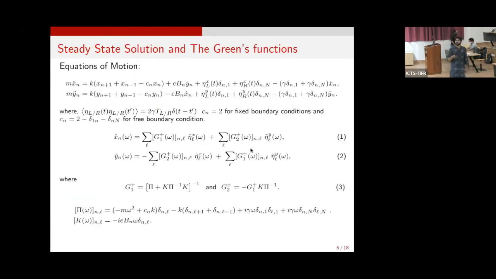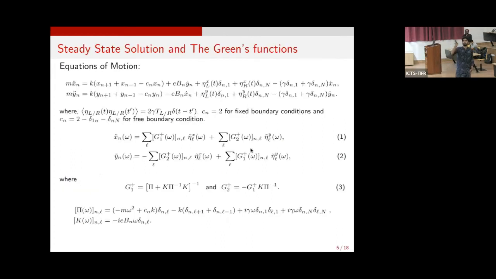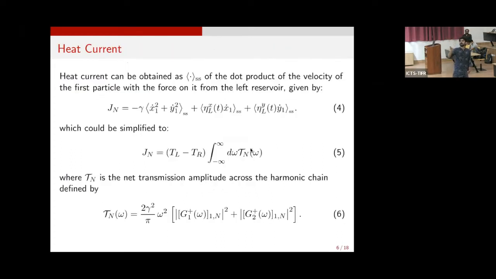Now finding the heat current from this steady state solution is pretty straightforward. You just need to find the dot product of the force delivered by one of the reservoirs on the corresponding end particle, and it is basically formally given by this. Once you plug in the steady state solution that you saw in the earlier slide, you basically end up with the expression for the current, which looks like this. It's an integral over different frequency of this function T_n of omega, which I'll call transmission.